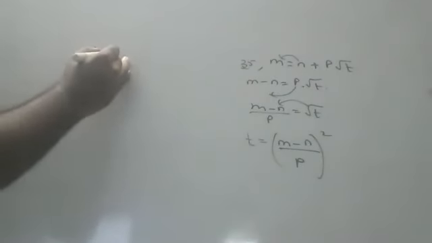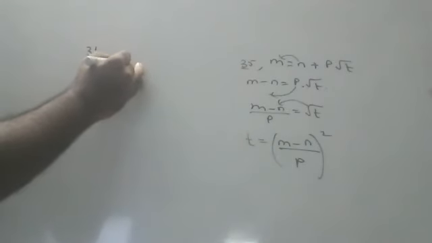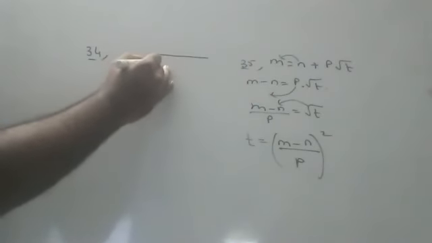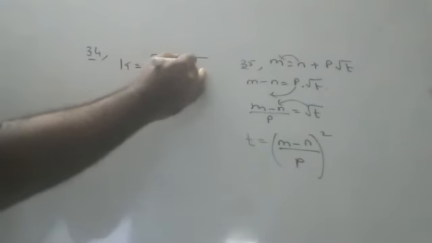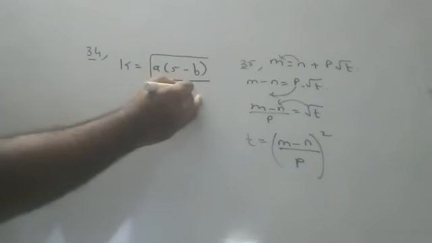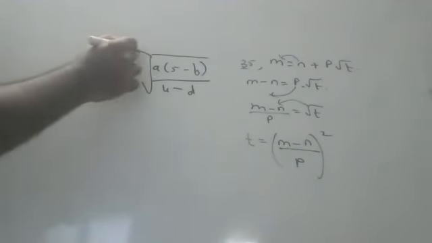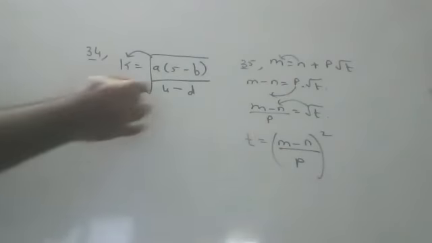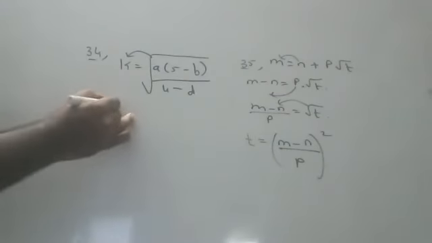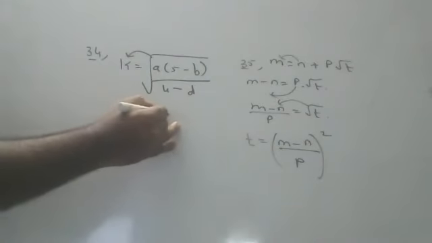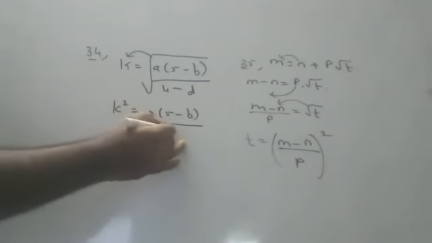Give a try. I'll write the question. I want d as the subject, children. K is equal to under root of a into 5 minus b by 4 minus d. Anyone want to give a try? No? Okay. First, if you bring root here, it will become square. I want d as the subject, children. So k square is equal to a into 5 minus b by 4 minus d.